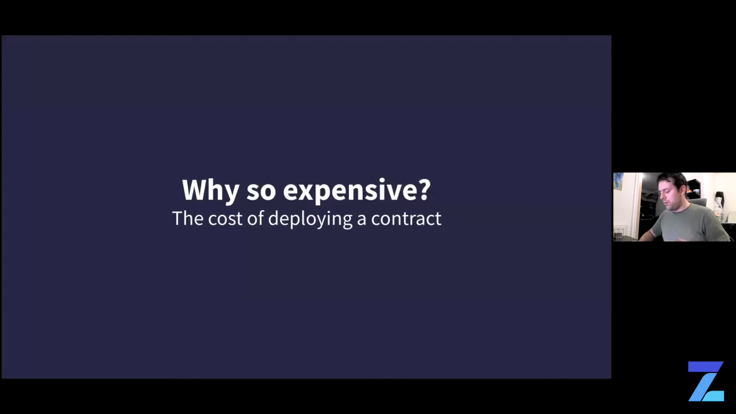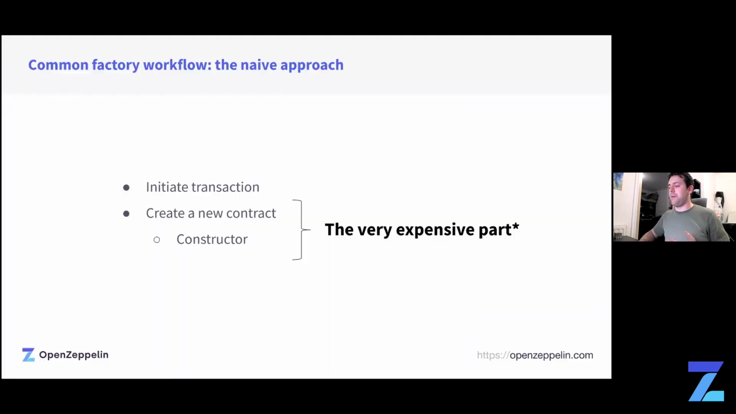So why is it so expensive to deploy a smart contract? This is a big question behind the clone that justifies the existence of the clone library. Usually when you deploy a smart contract, just to initiate a transaction costs 21,000 gas. It's mandatory for all transactions. And then you create a smart contract and you call the constructor. And this is very expensive. The reason why this is very expensive is because it's storing data on chain. And storage on chain is the most expensive part.